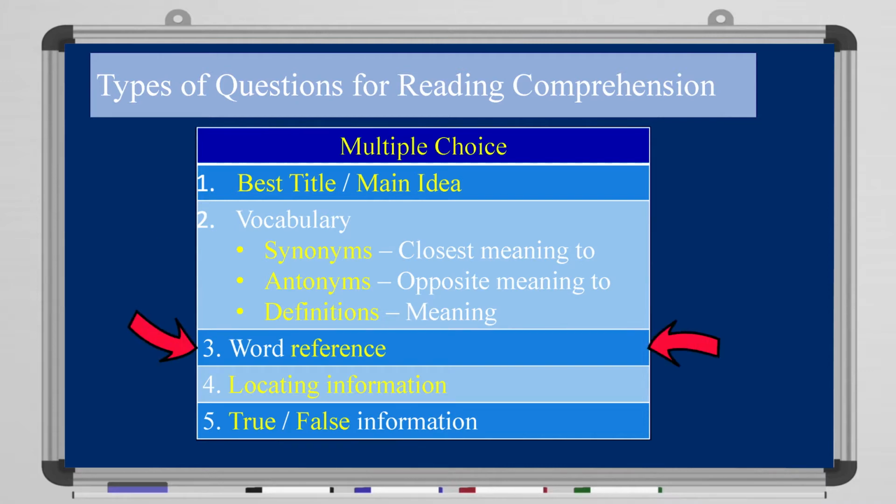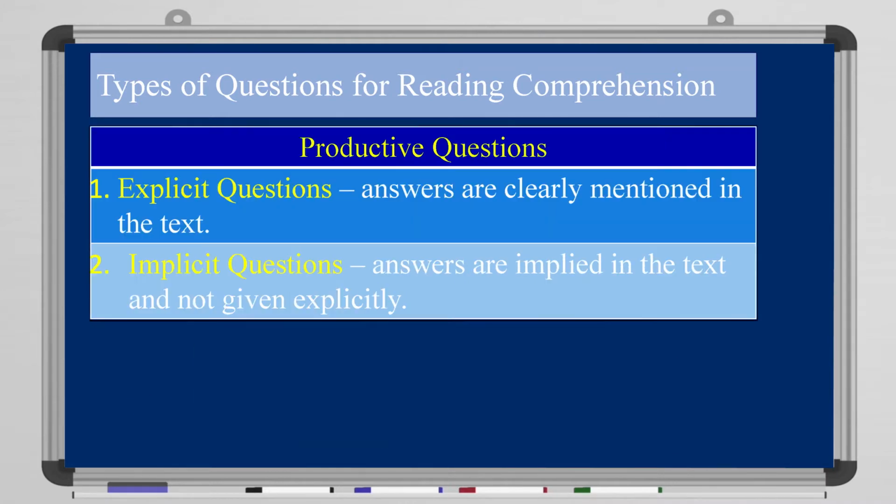Number 3, the word reference. What that word refers to. What refers to whom depends on the passage itself. 4, locating information. You have to find the information yourself. 5, true or false information. Different questions.